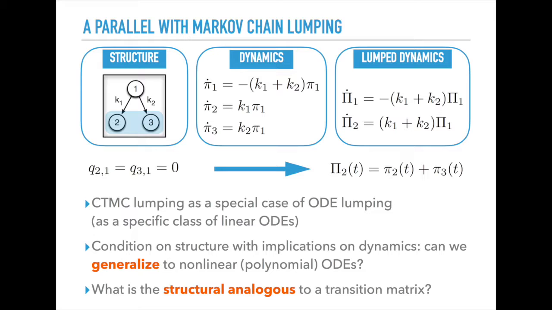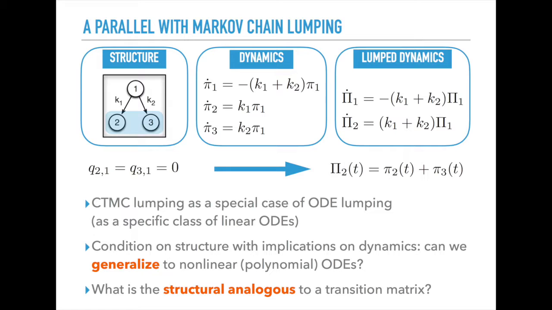So here, essentially the condition that I was showing before reduces to checking that Q21 is equal to Q31, so there is no transition going from 2 to 1 and no transition going from 3 to 1, which implies pi2 of t equals the sum of these two probabilities at all time points. And all our effort was to try to generalize the idea of lumping to nonlinear, in this case polynomial, systems of differential equations, starting from these ideas.